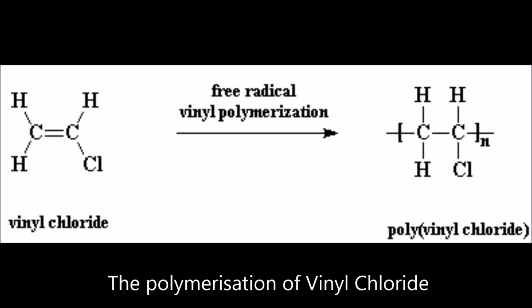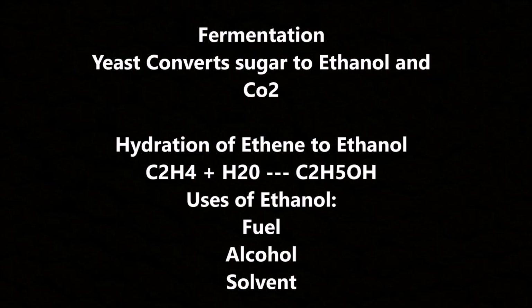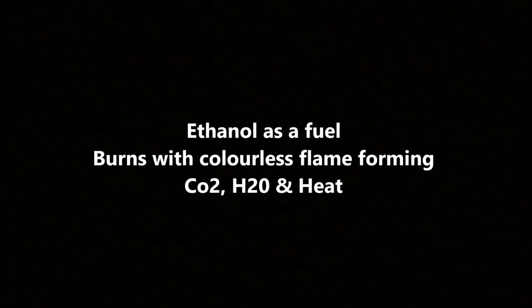The polymerization of vinyl chloride is also on the screen, and it is once again a question you could be asked. Fermentation is when yeast converts sugar to ethanol and carbon dioxide, and the hydration of ethane to ethanol is C2H4 plus water gives you C2H5OH, and this is ethanol. The uses of ethanol is that it's a fuel, it's an alcohol, and it's a solvent. Ethanol as a fuel burns with a colourless flame forming CO2, water and heat.